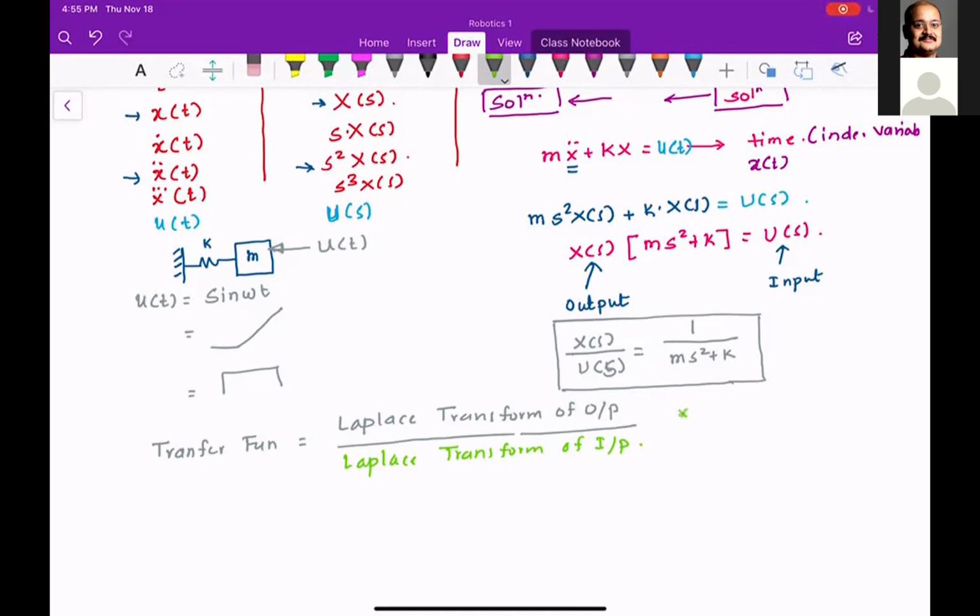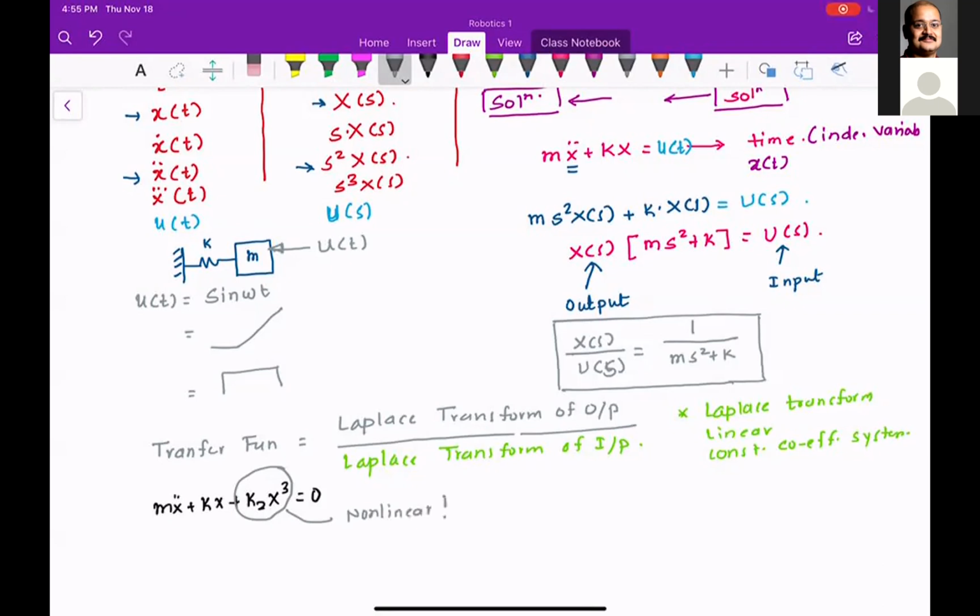One thing to note, Laplace transform can be only applied to linear, constant coefficient systems. What does that mean? It means you cannot use Laplace transform to solve an expression m x double dot plus k x plus k2 x cube is equal to 0. Laplace transform cannot be used to solve this equation because this is a nonlinear function. So if you have a nonlinear equation, Laplace transform cannot be used.